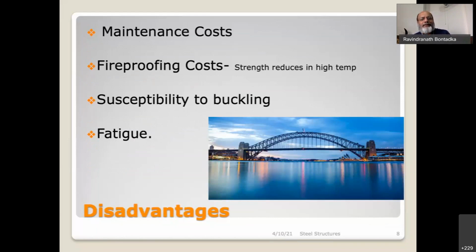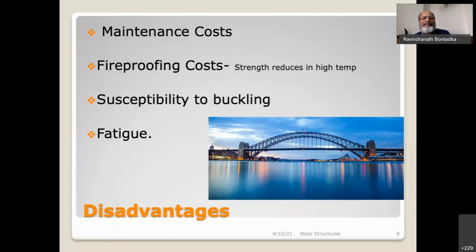Then the fireproofing cost. Though the material as such can withstand the fire, over a period of time, when large heating occurs, the material gets melted at a high temperature. So the strength gets reduced at the higher temperature.